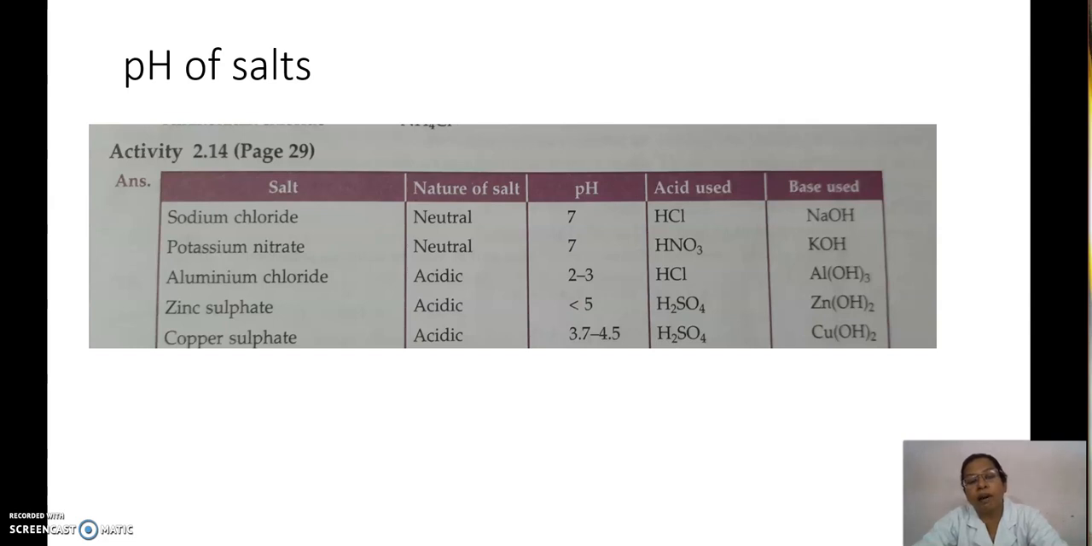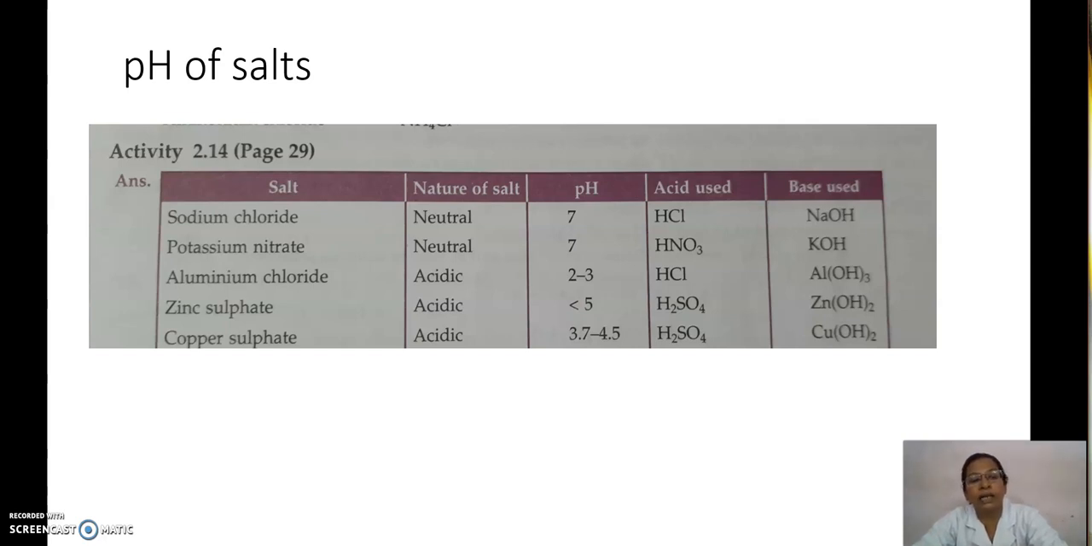The color developed is the usual color of the pH paper, and from that color we can understand that it is a neutral solution. So if it is neutral, we know that the pH value is 7. Here also it is written which is the acid and which is the base used. So once again, sodium chloride, the acid used is hydrochloric acid. It is a strong acid. And the base used is sodium hydroxide, that is also a strong base.